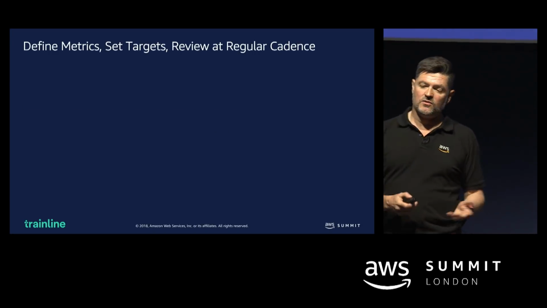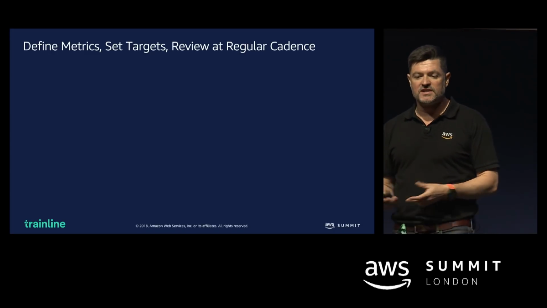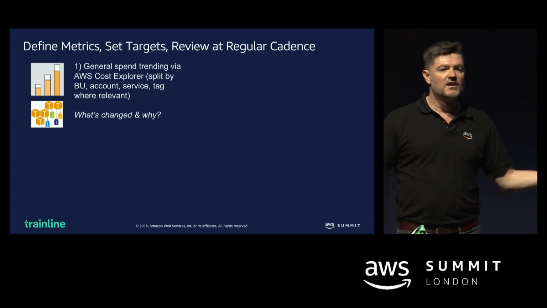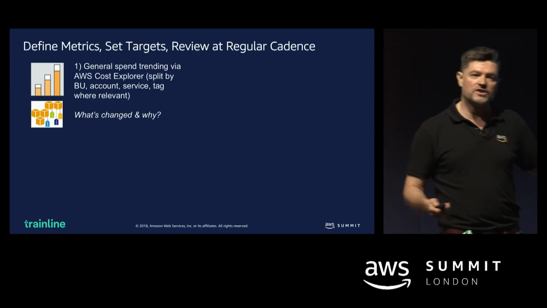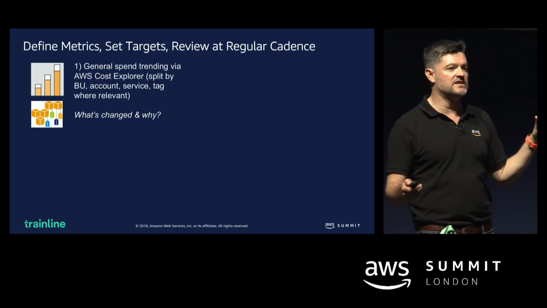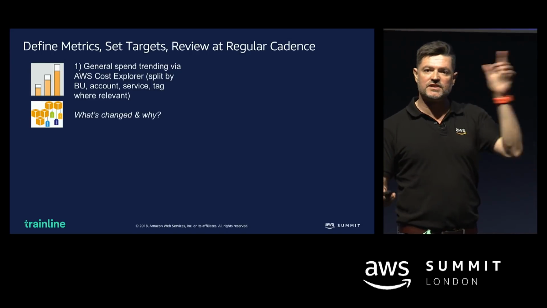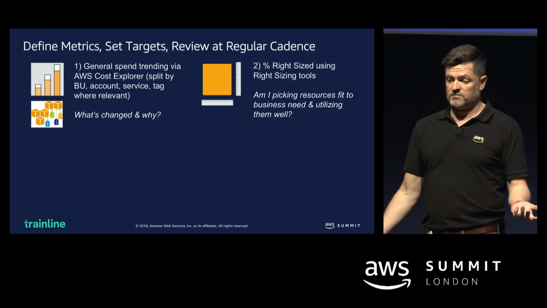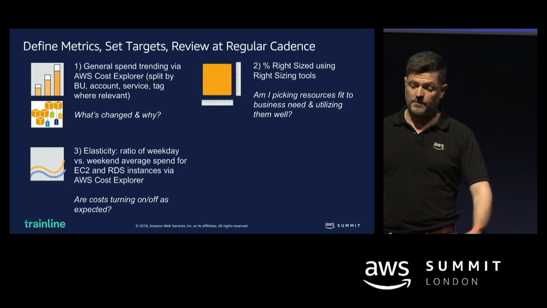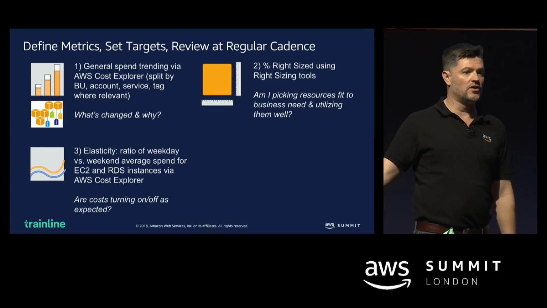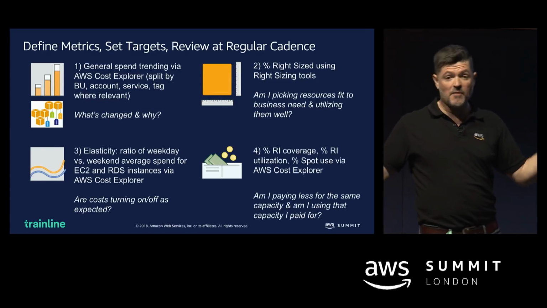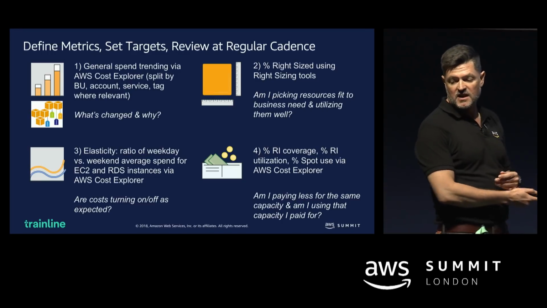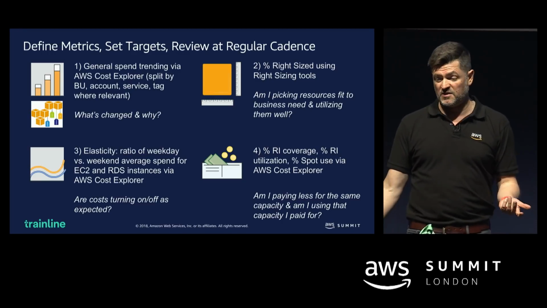And last, well, not least, but define metrics, set targets, review at regular cadence. Kind of questions you should be asking. What's changed and why? This is the visibility and insight you should have in your environment. This is part of the overall monitoring process. Am I picking the right resources to fit my business? Am I utilizing them? Are costs turning on and off as expected? And am I paying less for the same capacity? And actually, am I using the capacity that I paid for?